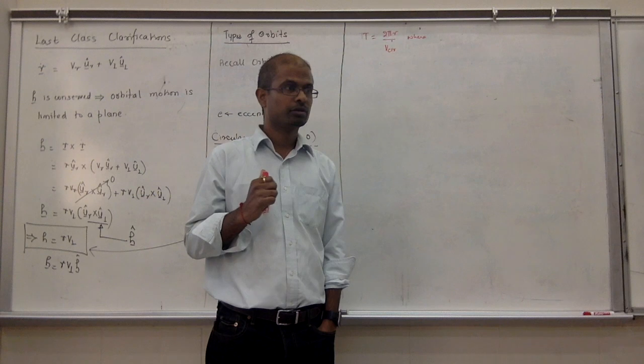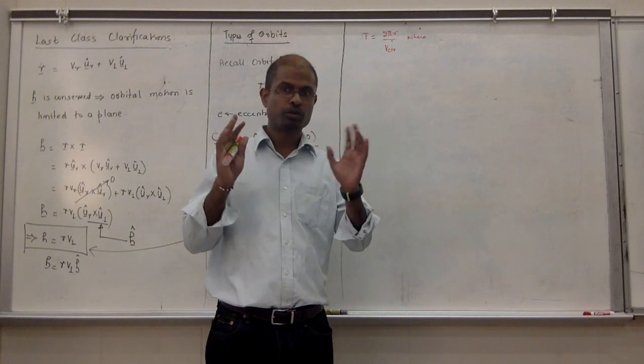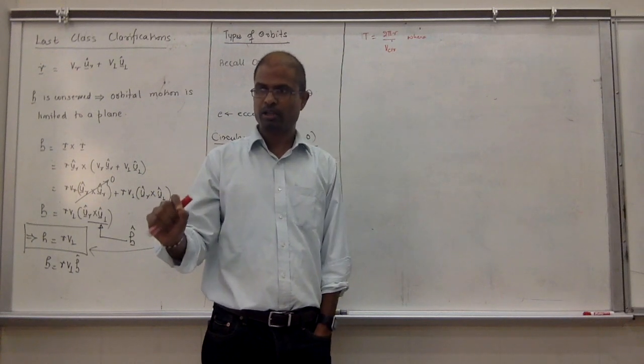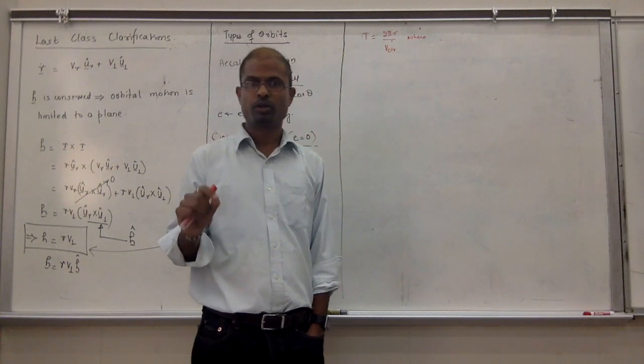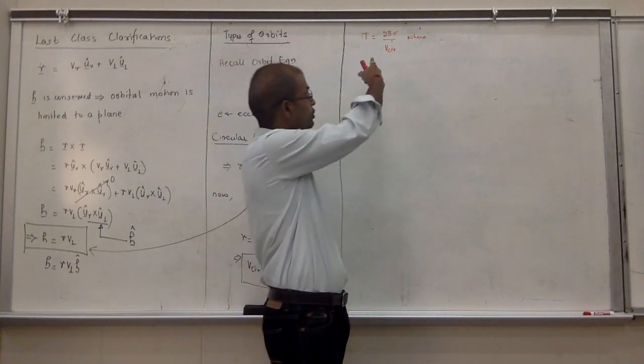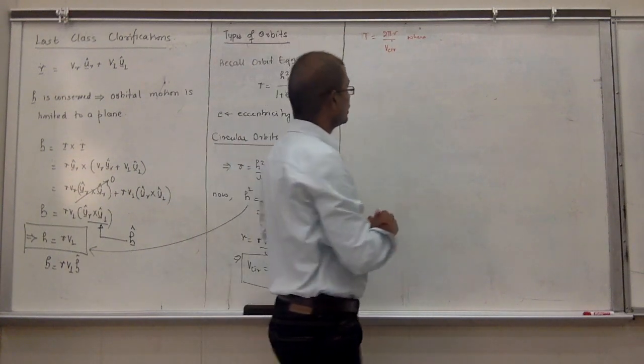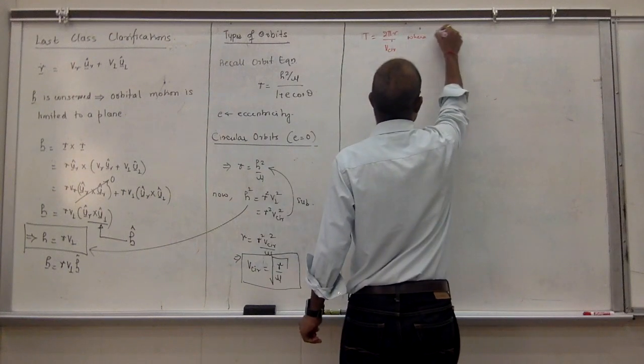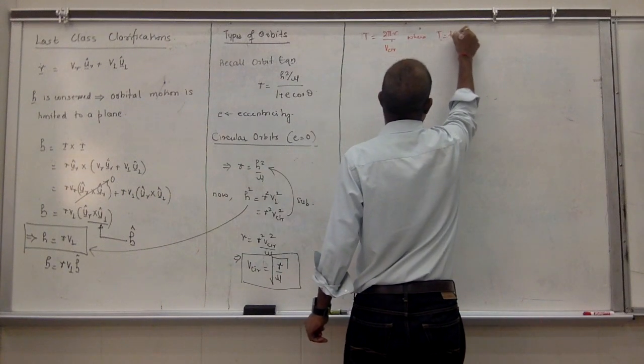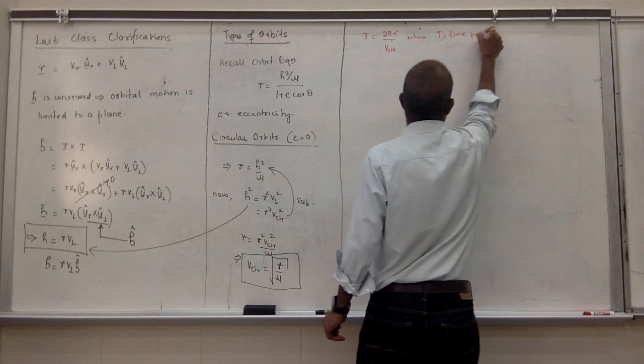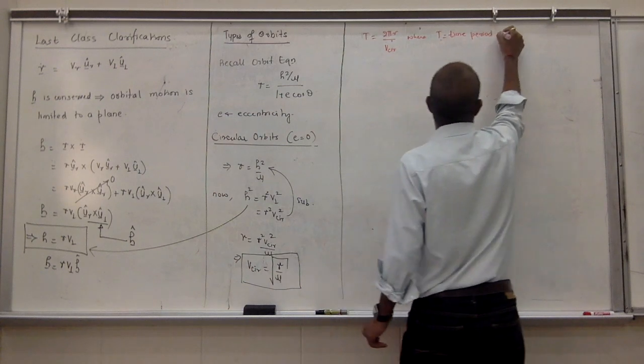You see it? So don't try to jump, don't try to throw answers. You can do it by hand in your book if you cannot. So this is just simply distance over time, and T is the time period of your orbit, circular orbit.